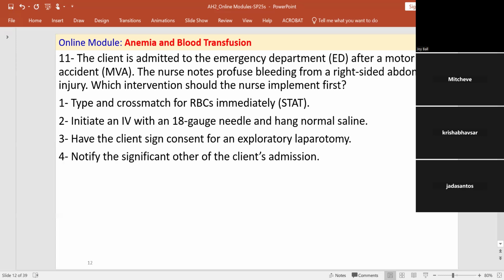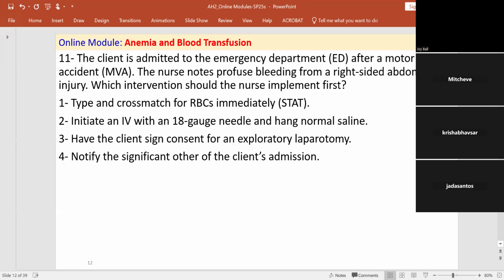Number 11. The client is admitted to the emergency department after a motor vehicle accident. The nurse notes profuse bleeding from a right-sided abdominal injury. Which intervention should the nurse implement first? So you're in the ED, the emergency department. There's the MVA case, status post motor vehicle accident, and there is profuse bleeding from the abdomen.